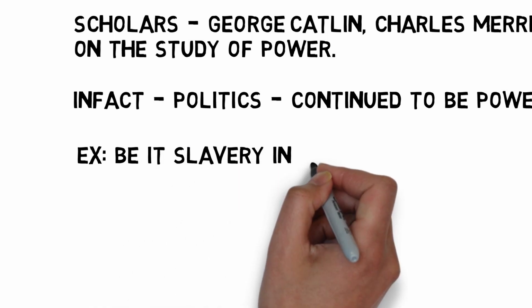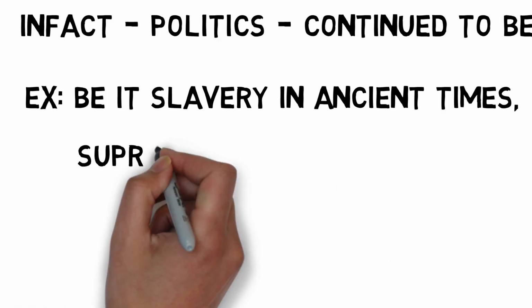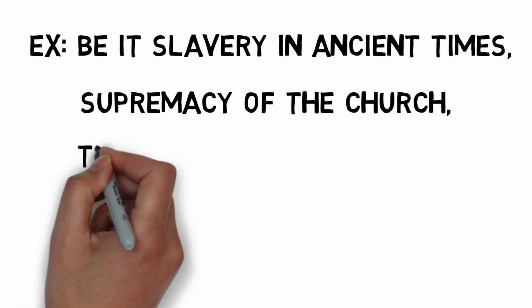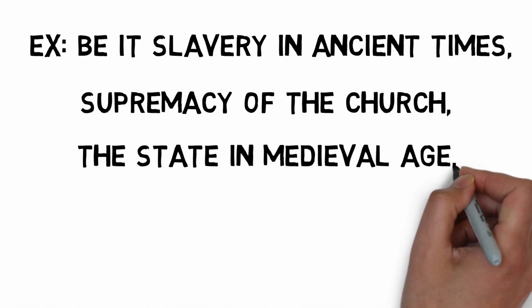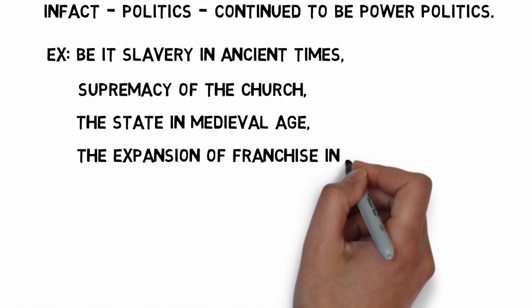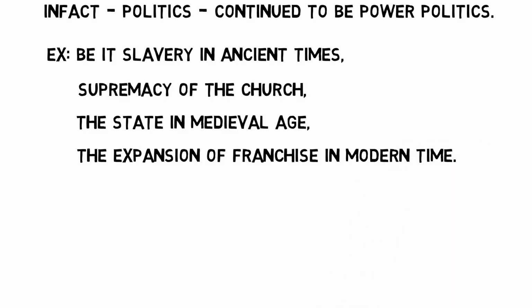For example, be it slavery in ancient time, the supremacy of the church and the state in the medieval age, or the expansion of franchise in modern time. If we try and make some sense out of these examples, it shows very clearly that power has played a very important role, and that is what all these scholars have talked about: that when we talk about political science, when we talk about politics, it's all associated in and around power in different manifestations.